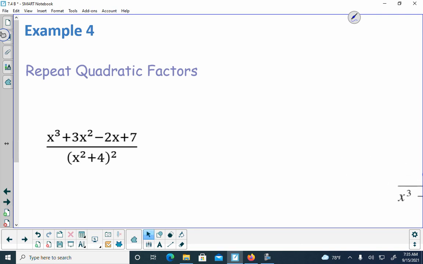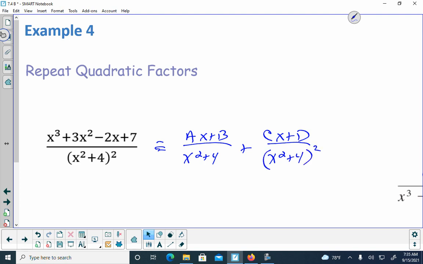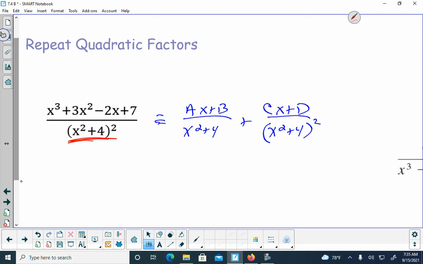So when I do this, I'm going to do ax plus b over x squared plus 4. Maybe we should do this one. And then cx plus d over x squared plus 4 squared. Now when I go to solve this, remember my least common multiple is x squared plus 4 squared. So in order to get that, I would multiply this one by x squared plus 4. But this one already has that x squared plus 4, so I'm just multiplying by 1. So I'm not really multiplying by anything.